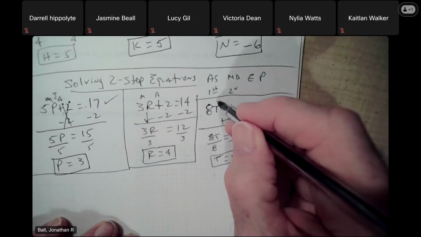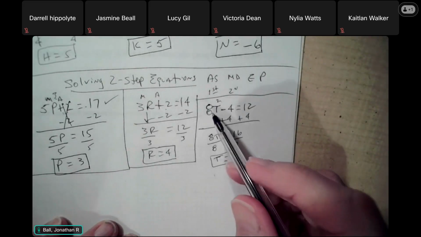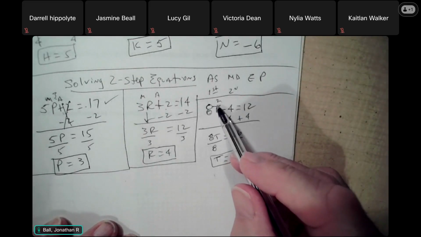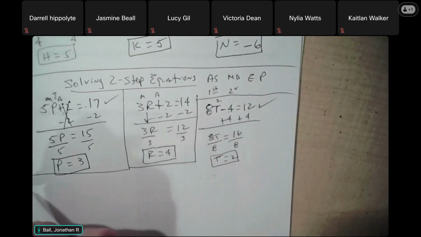Now plug 2 back into the original equation and do PEMDAS the right way. 8 times 2 is 16, minus 4 is 12, so we are correct.